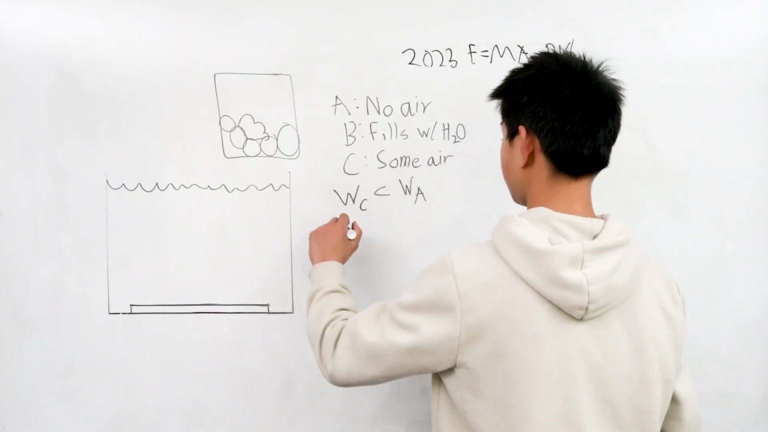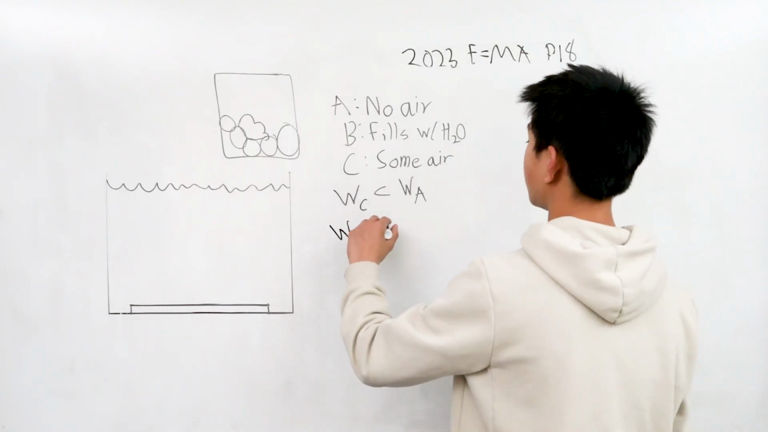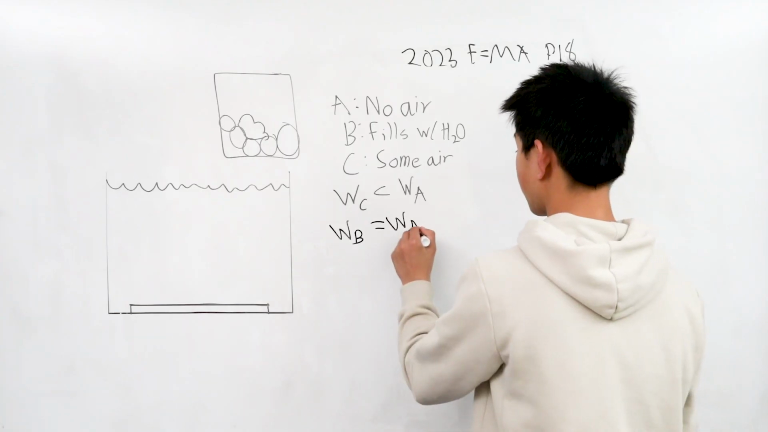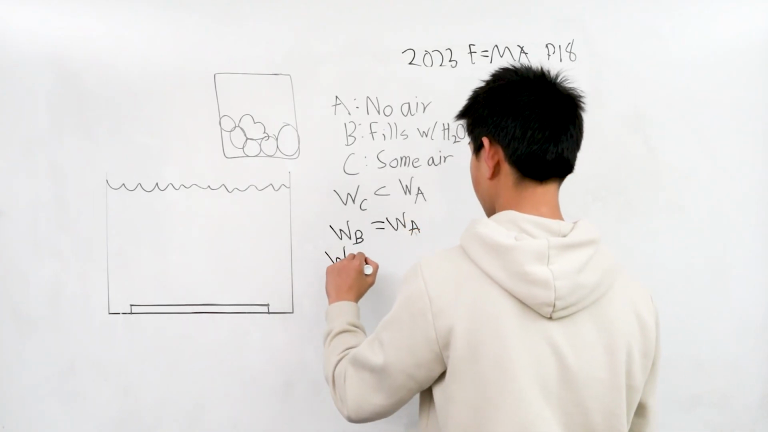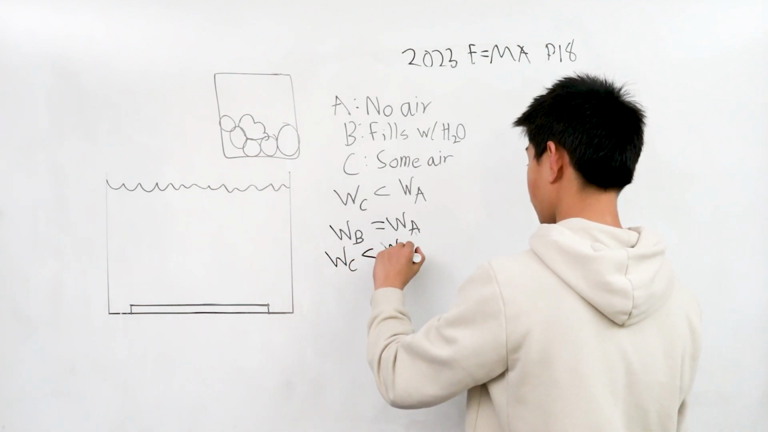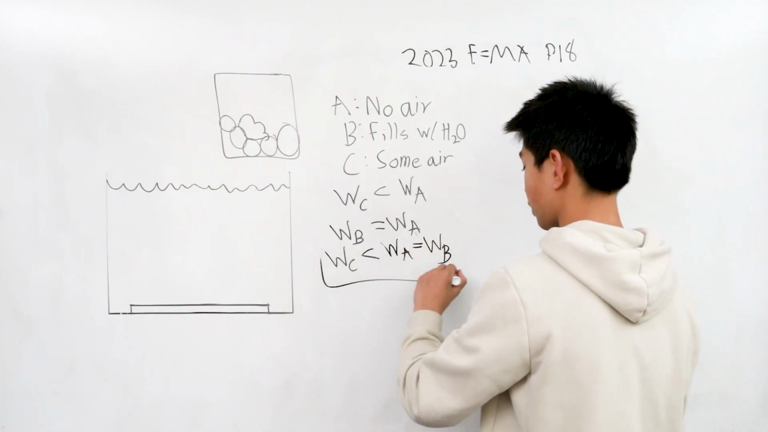So we can say that the weight of the bag with water is equal to the weight of the bag with no air. We can then rank that weight C is less than weight A, which is equal to weight B, our answer for this problem.